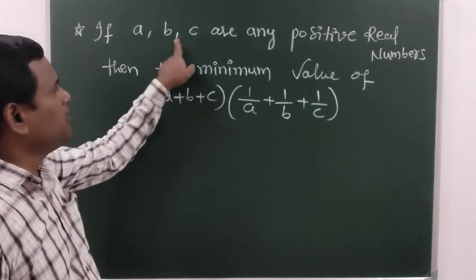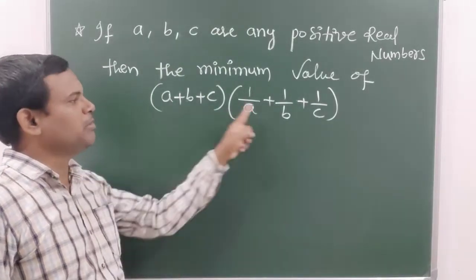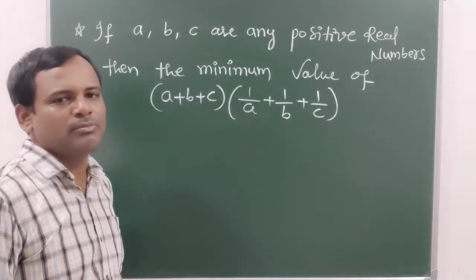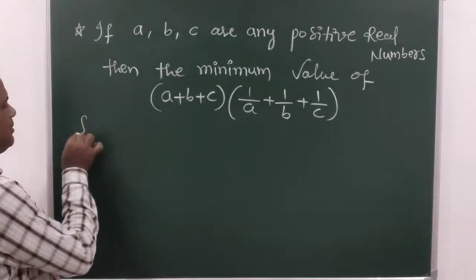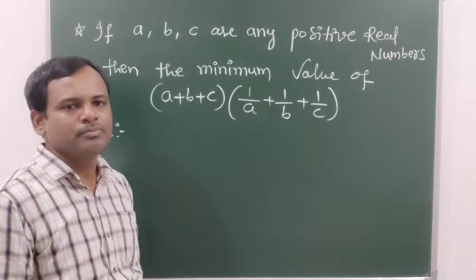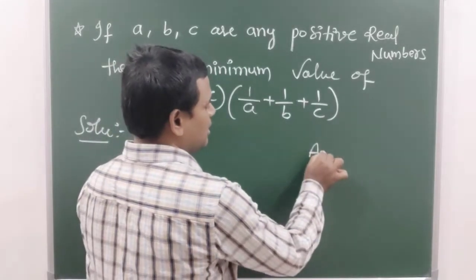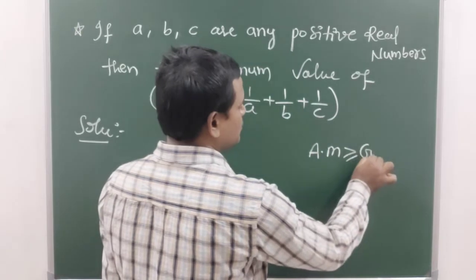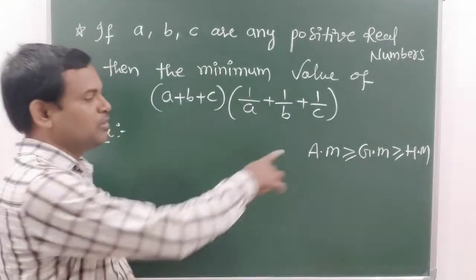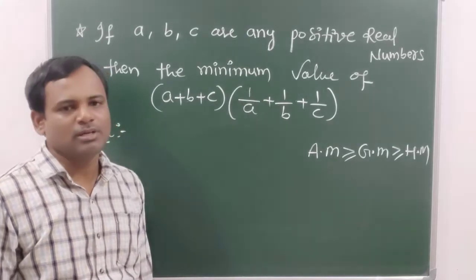See here, a, b, c are any three positive real numbers. Then find the minimum value of (a plus b plus c) into (1 by a plus 1 by b plus 1 by c). Now see the solution. To answer this question, we must apply the relation: arithmetic mean is greater than or equal to geometric mean is greater than or equal to harmonic mean, the inequality which we have learned in the sequence and series chapter.